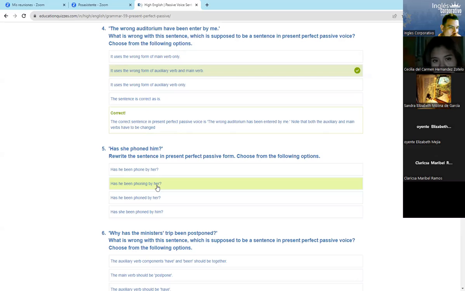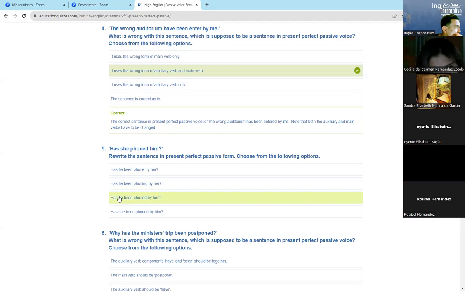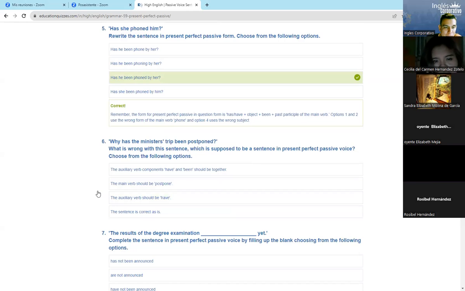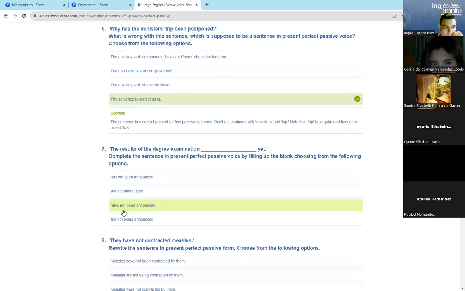Number five. The sentence is correct as is. Has he been phoned by this one. Number three. Excellent. Why has Minister Tripp been postponed? The sentence is correct. This one is number four. Okay. Excellent. Seven.